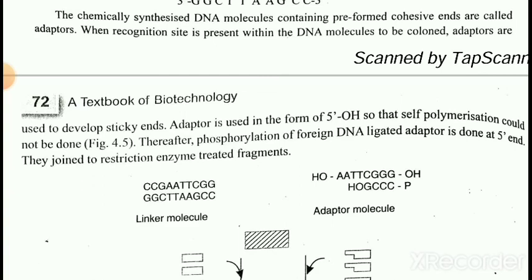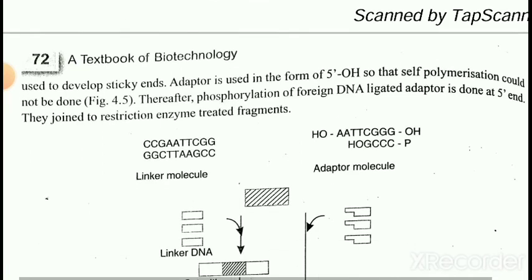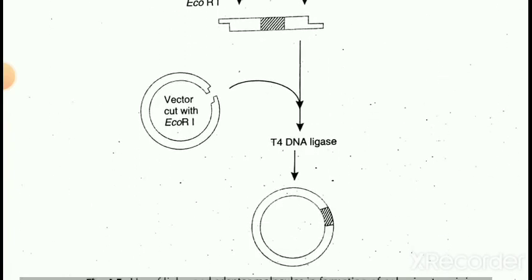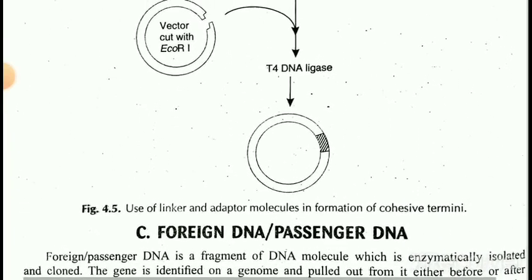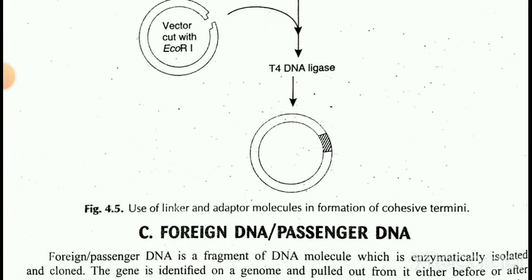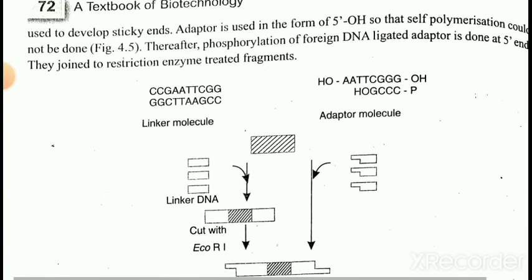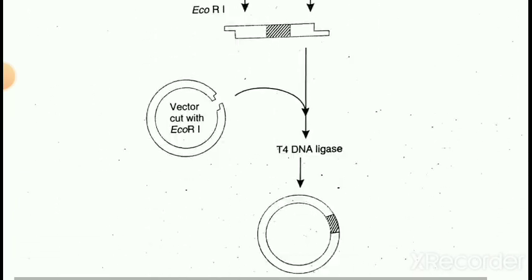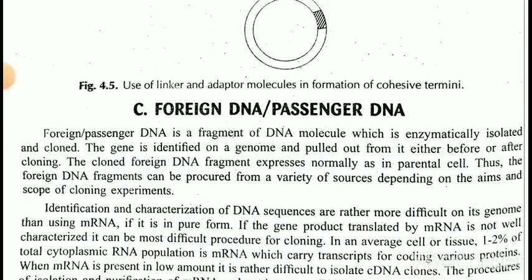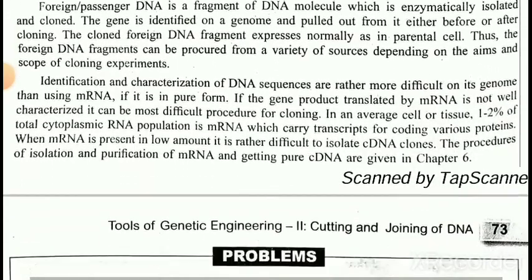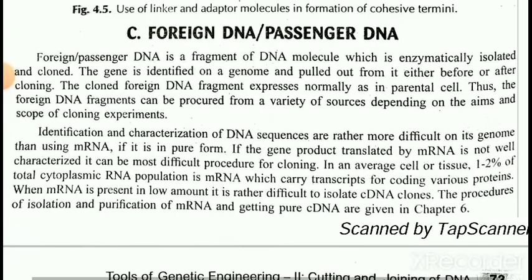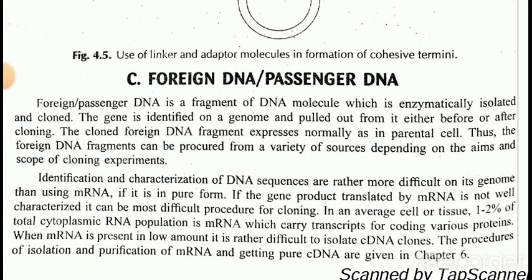It can be ligated to the blunt end of any double-stranded DNA and cut by EcoRI to generate sticky ends on DNA fragments, figure 4.5. The chemically synthesized DNA molecules containing preformed cohesive ends are called adapters. When a recognition site is present within the DNA molecules to be cloned, adapters are used to develop sticky ends. Adapter is used in the form of 5' OH so that self-polymerization cannot occur, figure 4.5. Thereafter, phosphorylation of the foreign DNA-ligated adapter is done at the 5' end, and they join to restriction enzyme treated fragments. See figure 4.5, use of linker and adapter molecules in formation of cohesive termini.